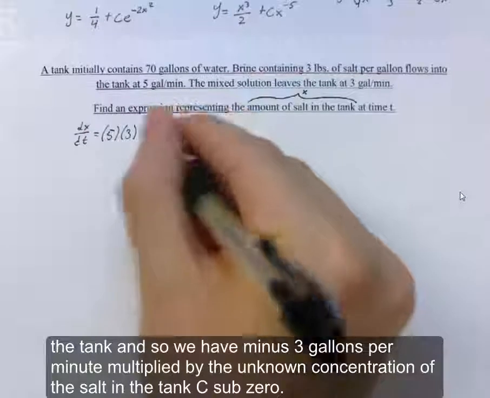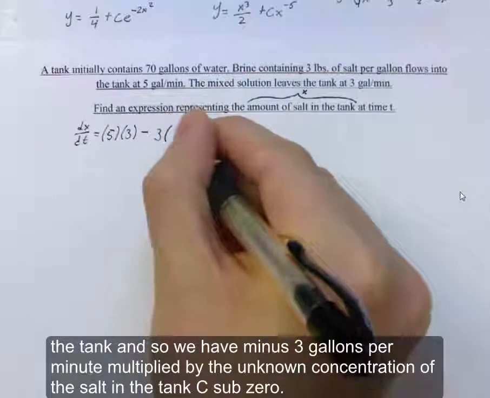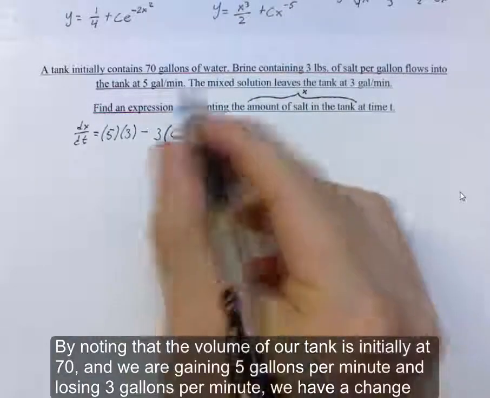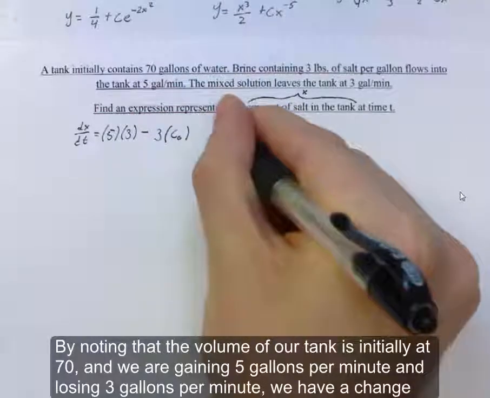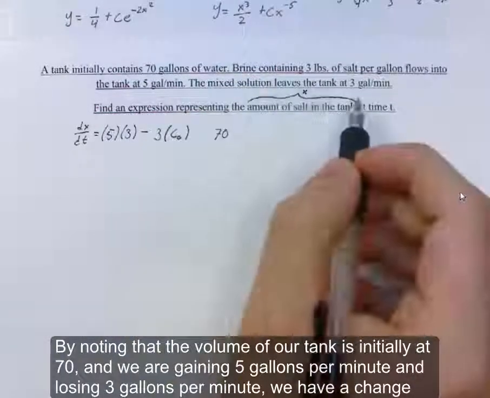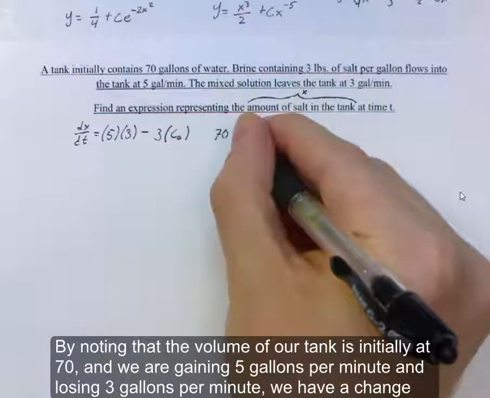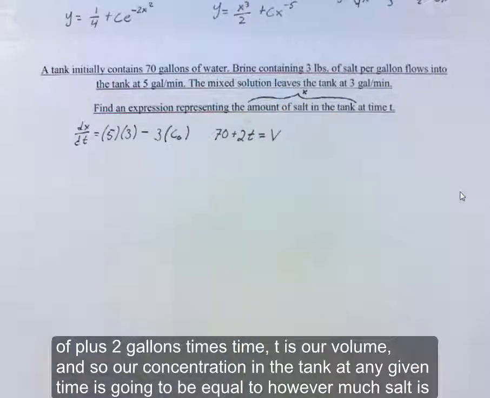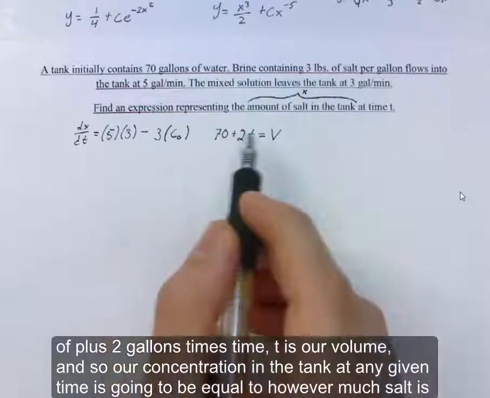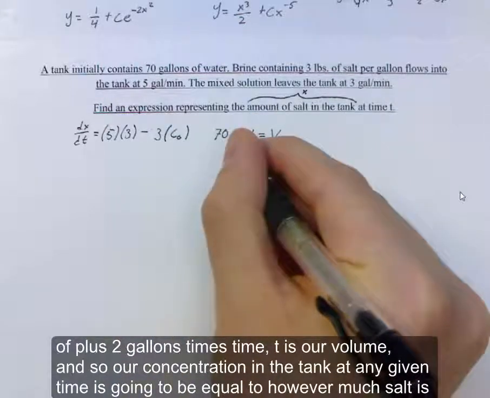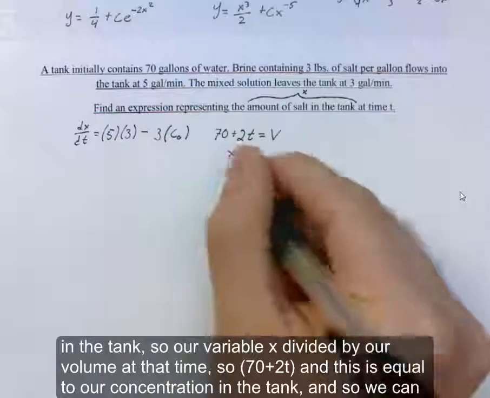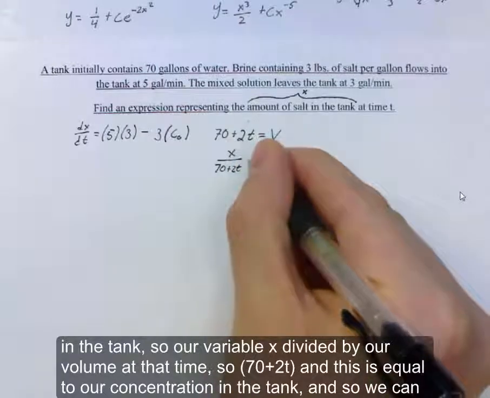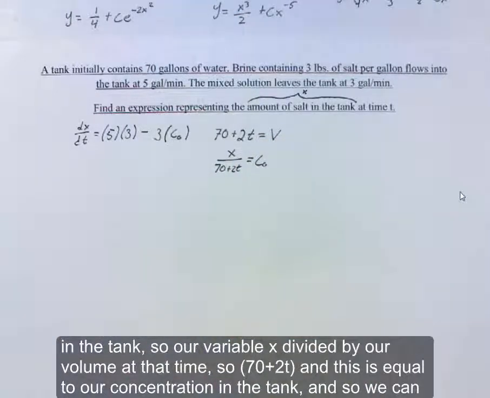And so we have minus 3 gallons per minute multiplied by the unknown concentration of the salt in the tank, C sub 0. By noting that the volume of our tank is initially at 70, and we are gaining 5 gallons per minute and losing 3 gallons per minute, we have a change of plus 2 gallons times time t is our volume. And so our concentration in the tank at any given time is going to be equal to however much salt is in the tank, so our variable x, divided by our volume at that time, so 70 plus 2t, and this is equal to our concentration in the tank.